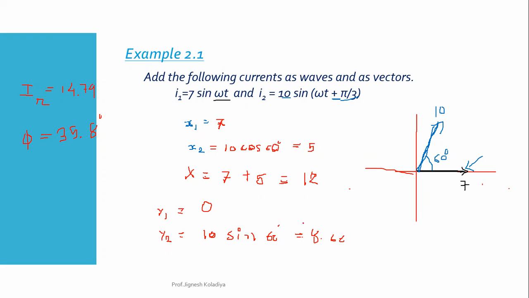Now resultant. Resultant, you have y1 plus y2. So y1 is already 0. That means my capital Y is 8.66. Next is what? This is not our answer, right? We have to find the resultant of these two, I1 and I2. So IR, as per method of component, we can write under root capital X square plus capital Y square.